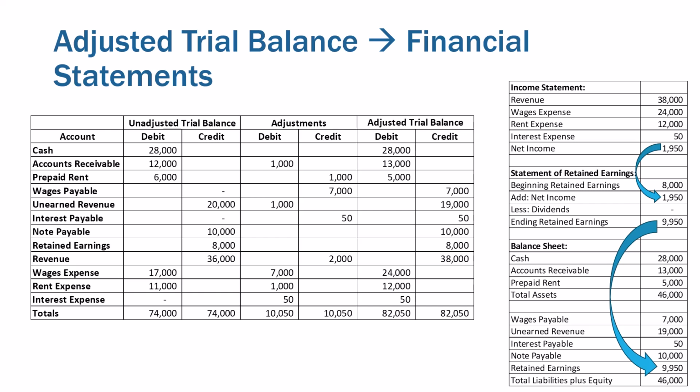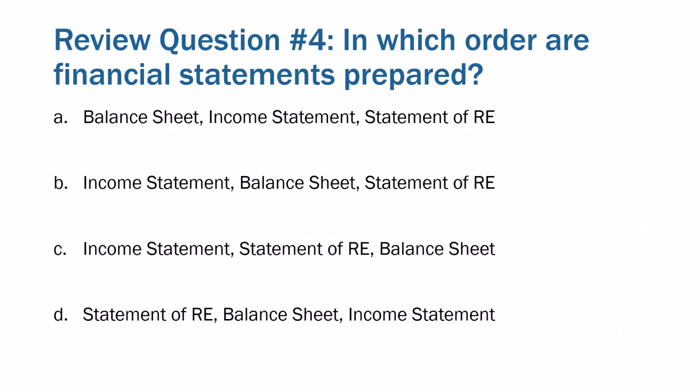And we've got a balance sheet with total assets equaling total liabilities plus equity. So in which order are financial statements prepared? You can pause the video if you want for a minute. You can think about this one, but in what order are financials prepared?